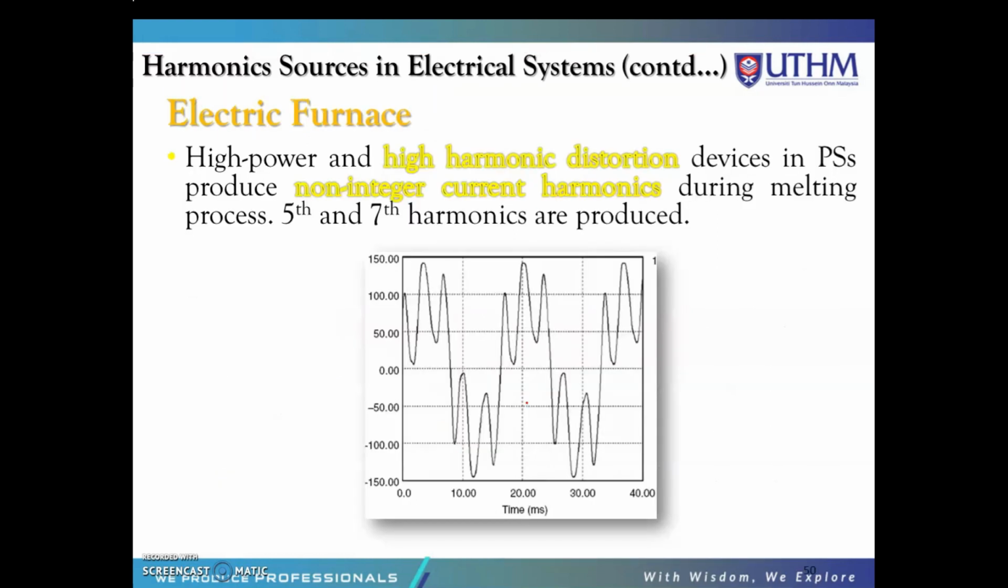And then we also have the electric furnace as a harmonic source. High power and high harmonic distortion devices in the power system produce non-integer current harmonics during the melting process. The 5th and 7th harmonics are produced by the electric furnace.